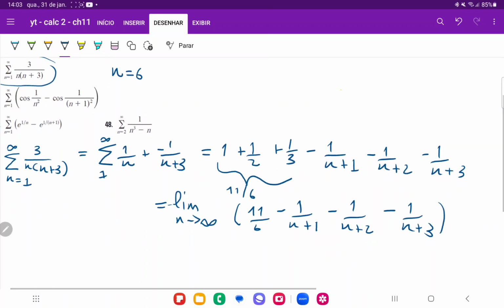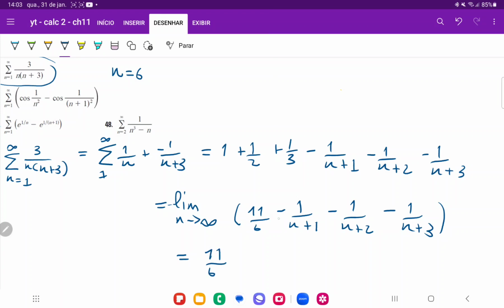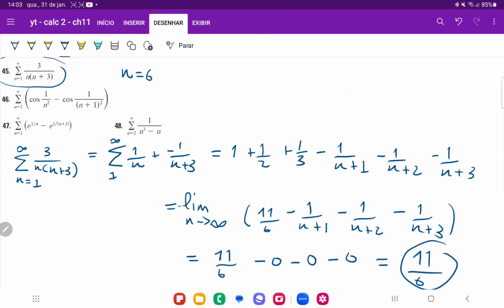And if we take this limit here, the limit of 11 over 6 is just 11 over 6. And this is going to be minus 1 divided by infinity plus 1, which is minus 1 divided by infinity, which is minus 0. And then minus 1 divided by infinity plus 2, so that would be minus 1 divided by infinity, which is 0. And then once more, minus 1 divided by infinity plus 3, which is also 0. So actually, the end result of this entire sum is just 11 over 6. So that is it for problem number 45.